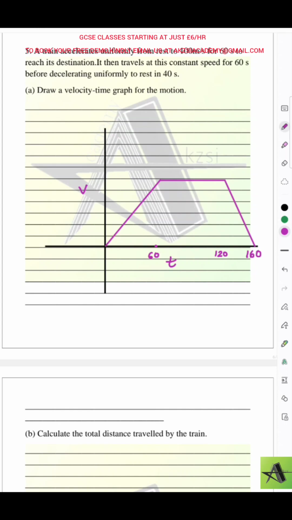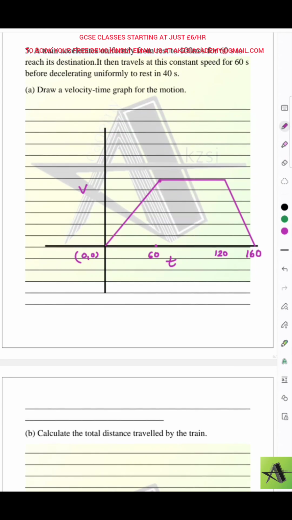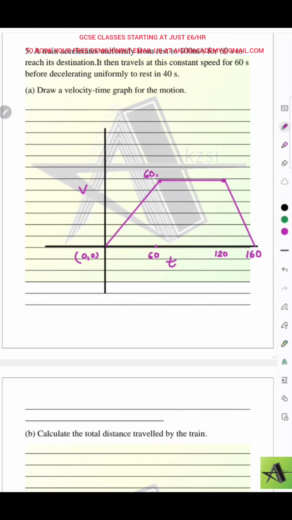Now calculate the total distance traveled by the train. For the total distance, it has to be the area under the curve. For that, at least we should know the height. It's mentioned that the train accelerates uniformly from rest to 100 meters per second. That means this is 0, 0, and this point, let it be y. This y value is mentioned here, that from rest it reached 100 meters per second. So this is 60, and this is 100. Obviously here also it will remain 100, and this is 120.